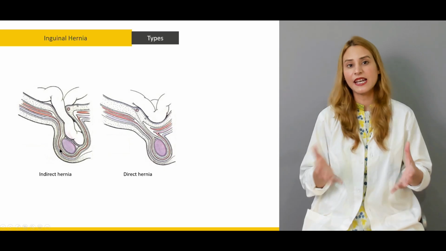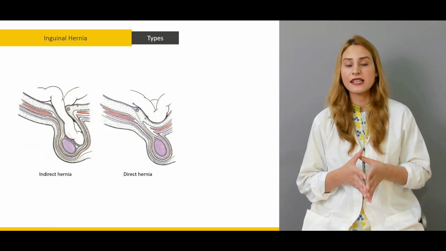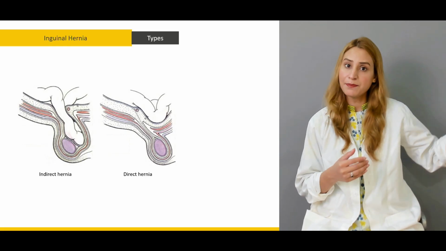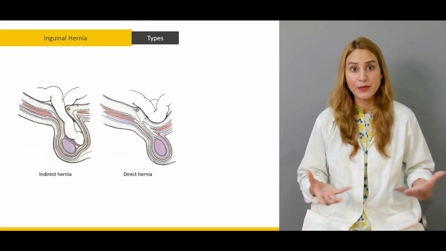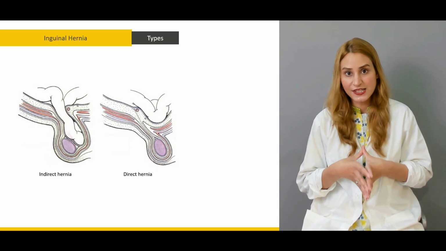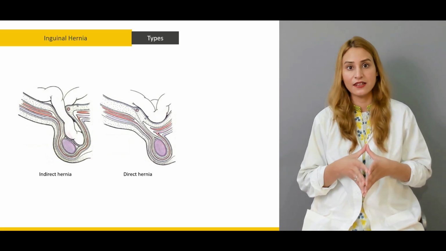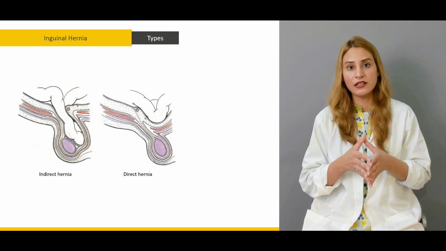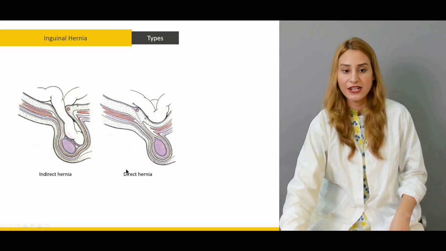We say that the indirect hernias are lateral hernias because they are coming from the deep inguinal ring. Now, for that, you should know what a deep inguinal ring is. There's a defect in the fascia transversalis. You can say that there is a weakness in the fascia transversalis, and the deep inguinal ring is that particular defect which is located in the fascia transversalis.